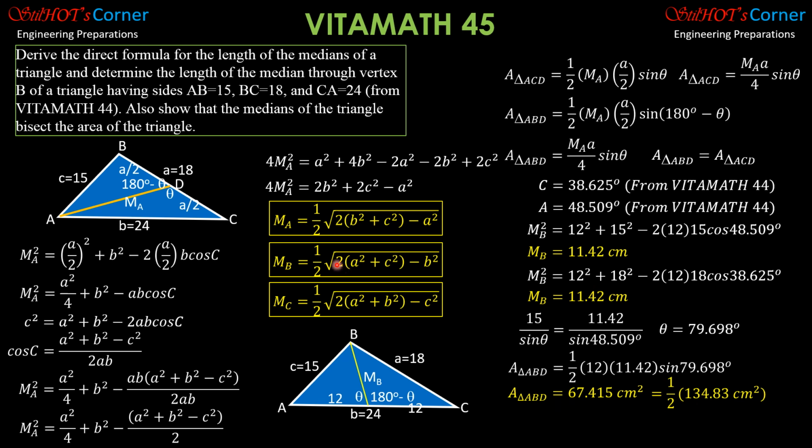Then, if you use the direct formula, MB is 1/2 of square root of 2, A is 18, so 18 square plus 15 square, close, then minus 24 square. Solving using this formula that we have just derived, MB is 11.42 cm. So that's it, and I hope that you learned something new about geometry, plane geometry especially, for the length of the medians. It's not the formula that matters, but the way of how to derive the formulas.